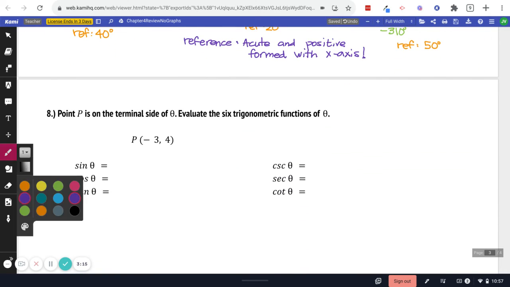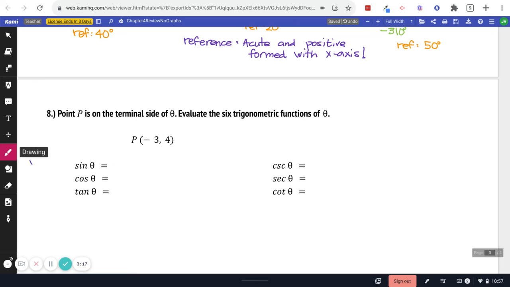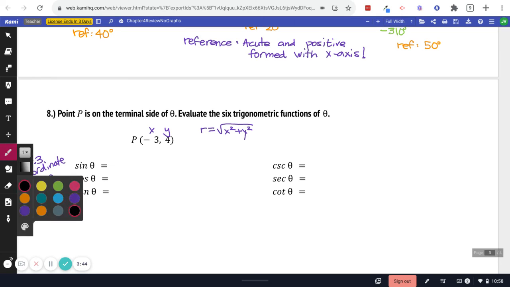Okay. Question 8 sort of continues in that 4.3 vibe, but this one is all about the coordinate plane. We took notes on it. We've got that example. We did a yellow worksheet. I think it was yellow, although I'm not good with colors. Could have been orange. We know that this is x, this is y. We also know that we had a key formula for r. So that's going to be helpful to us.